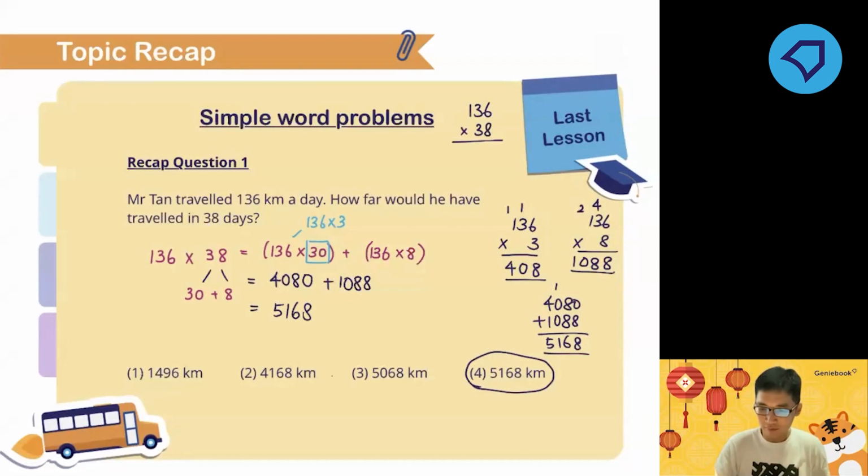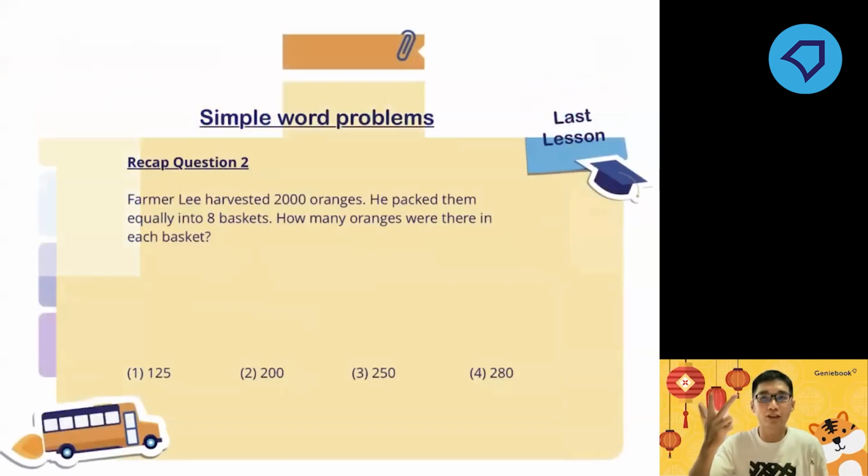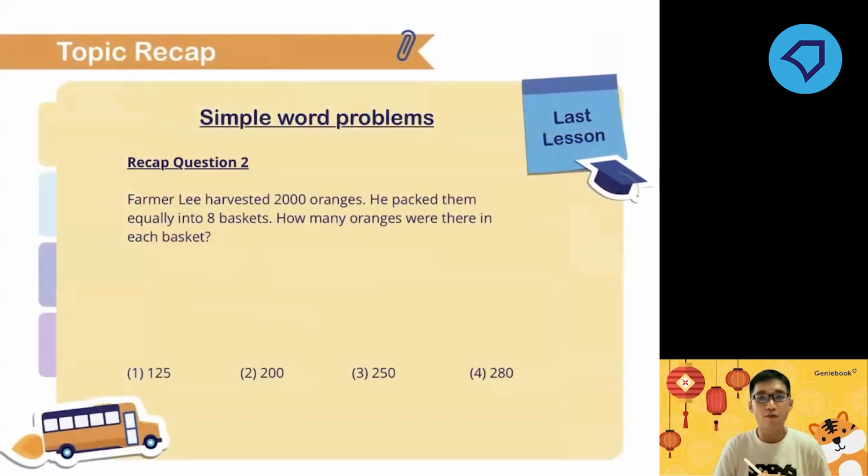All right, next question. Now you're going to tell me whether this is addition, subtraction, multiplication, or division, all right? Now for recap question number two, Farmer Lee harvested, means he collected, right, from the farm, harvested 2,000 oranges. He wanted to pack them equally into 8 baskets. The clue here is pack. What is he trying to do here when he's packing them equally? So how many oranges were there in each basket, right? Divide.